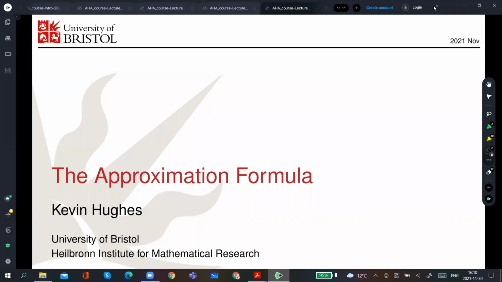Okay, welcome to the next lecture in the arithmetic harmonic analysis. This week we'll be talking about the approximation formula for the discrete spherical averages. So we're finally getting towards a culmination of the course, at least in terms of proving the Magyar Stein Wainger theorem.